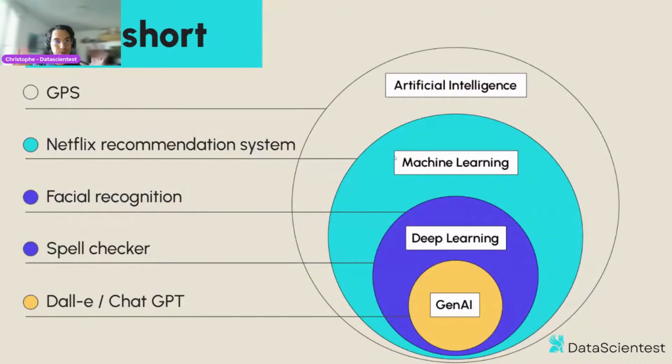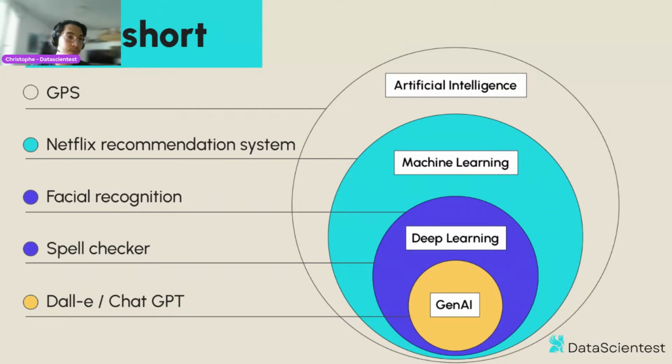So just to summarize a bit of this, artificial intelligence, you can associate that to a GPS, right? It's following a set of rules defined by humans. Machine learning, a recommendation system like Netflix, is a good example. Deep learning, for instance, on your smartphones, when you are unlocking your screen with your face, it's facial recognition. This is computer vision. This is a subset of deep learning.